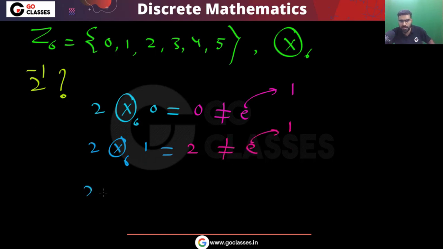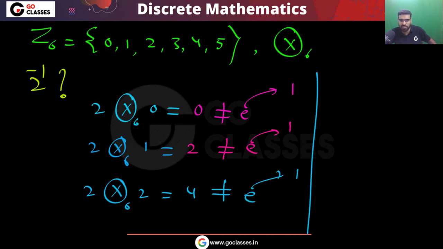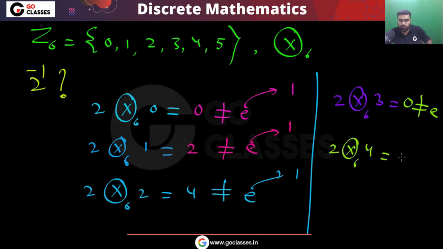Identity element is 1. Next, you can see 2 with 2. What about 2 with 2? That will give you 4. And again you can notice that is not equal to the identity element. Similarly, what about 2 with 3? If you do 2 with 3, then that will be equal to 0. Again, that is not the identity element. Next, what about 2 with 4? So 2 with 4, that will be 2. That is also not the identity element. Next, 2 with 5. Finally, the last. 2 with 5, that is going to give you 4. And that is also not the identity element.